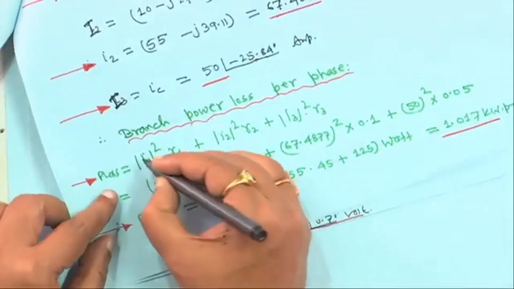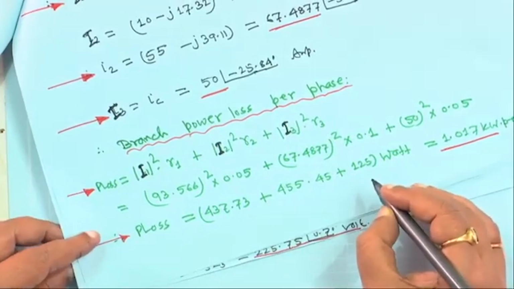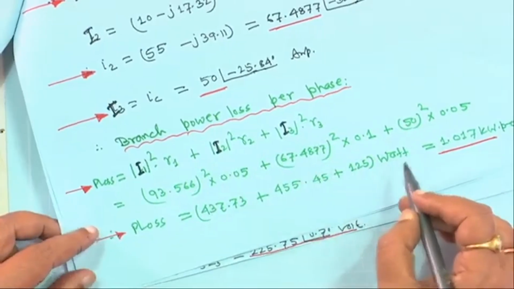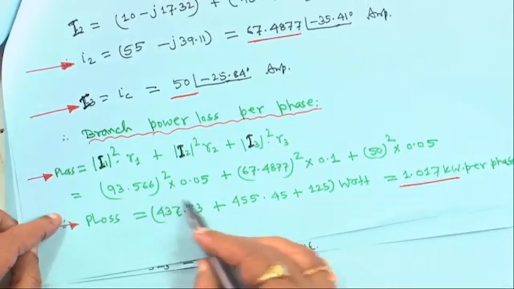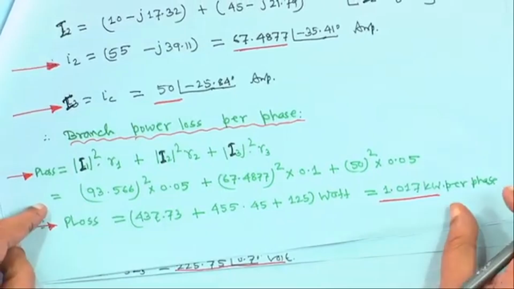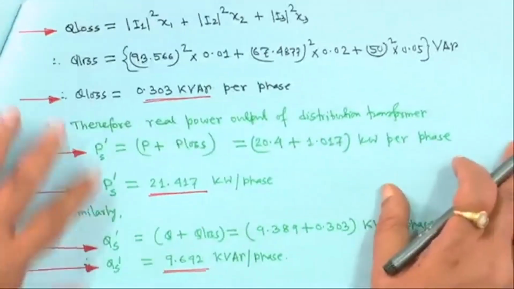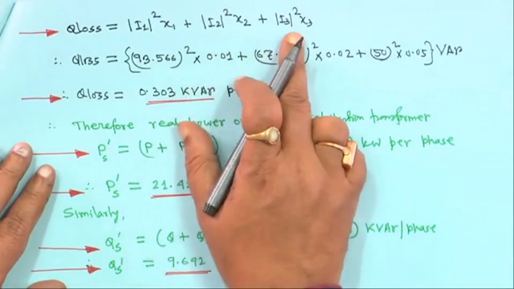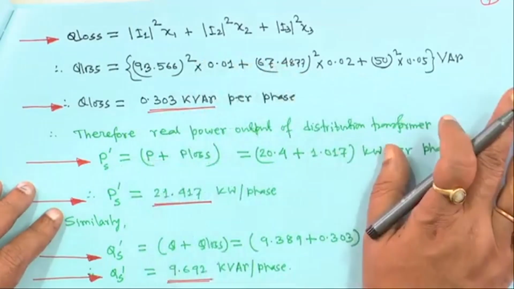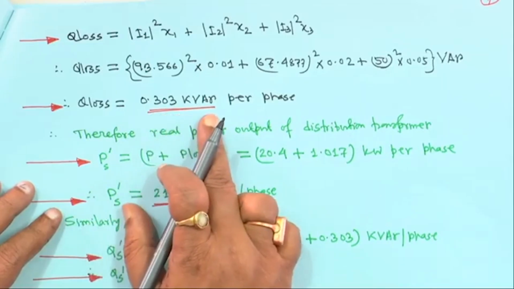So, branch power loss will be capital I1 square R1 plus capital I2 square R2 plus capital I3 square R3. All I1, I2 and I3 magnitudes are known, and R1, R2, R3 values are known. So put them in and if you simplify, it will become 1.017 kilowatt per phase. This is your P loss. Similarly, Q loss will be capital I1 square x1 plus capital I2 square x2 plus capital I3 square x3. Substituting all the values, converted to kilovar, Q loss is 0.303 kilovar per phase.